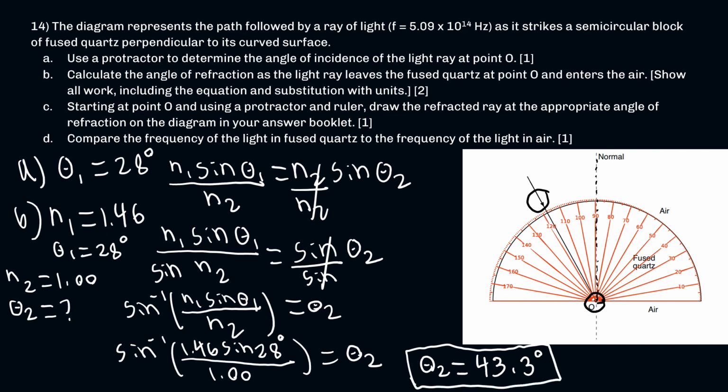It says for part B, and that would be the full 2 points. Your first point is showing the equation and the substitution there with units. And then your second point is getting the answer and having the proper units on there, which would be degrees for this answer. So this is the full work for 2 points, and part A was just 1 point getting the proper angle. So let's move into part C and D.